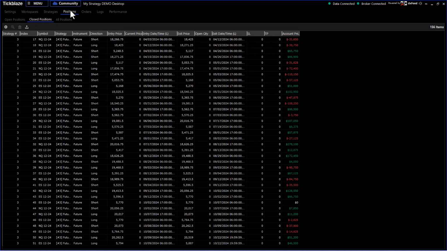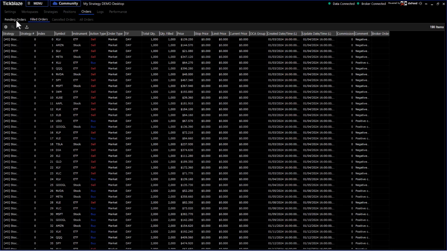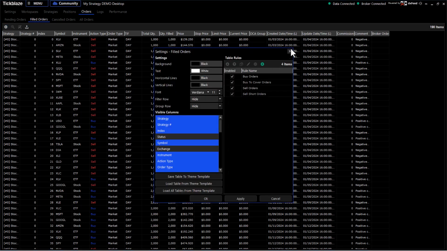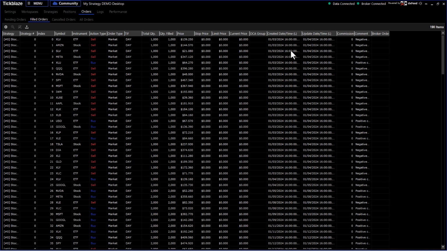The other thing here is positions. This is really important because you're going to assess your open positions, your closed positions, your all positions. Since this was a back test, I'm not going to have any open positions. All of them are going to close at the end of the back test, okay? If you want to look at orders, this is where you can look at pending orders, filled orders, canceled orders. As I said, everything allows you to go in and customize everything. So if you want to see things, you want to save them, that's totally fine.